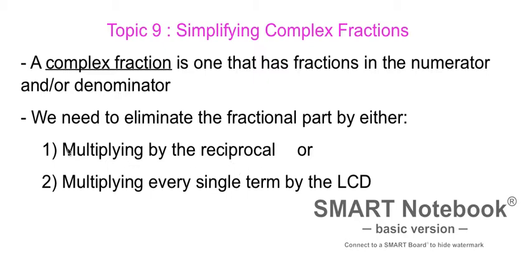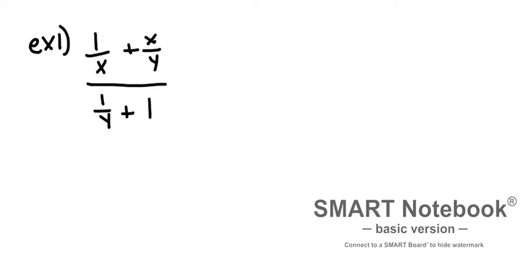But like I said, the whole point of this is to eliminate any fractions inside the fraction. So if you have a fraction in the numerator, you have to eliminate that. If you have a fraction in the denominator, you need to eliminate that. If you have fractions in both the numerator and the denominator, you have to eliminate both. Okay, so let's get started with example number 1.